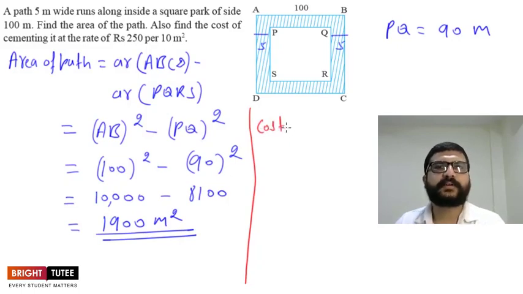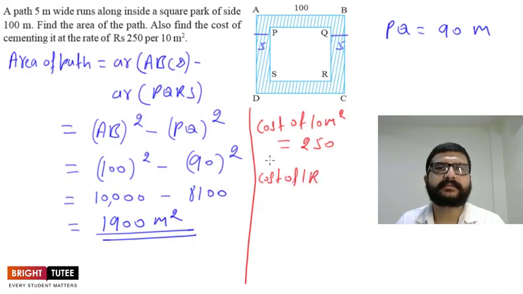So cost for 1 square meter or cost for 10 square meter is given. Cost of 10 square meter is equal to rupees 250. So from here we can get cost of 1 square meter. So cost of 1 square meter will be equal to 250 upon 10 and that will be 25 rupees. So cost of 1 square meter is 25 rupees.